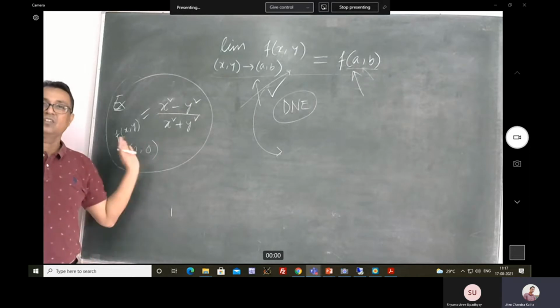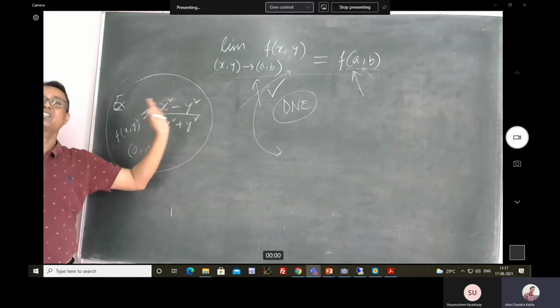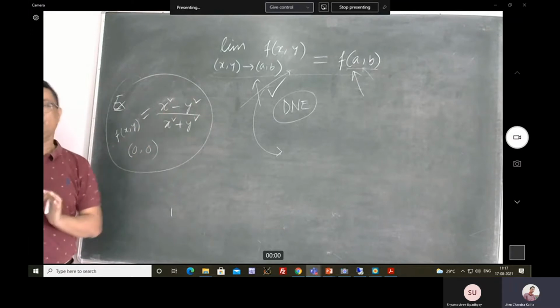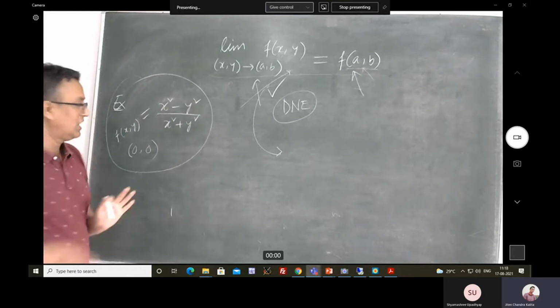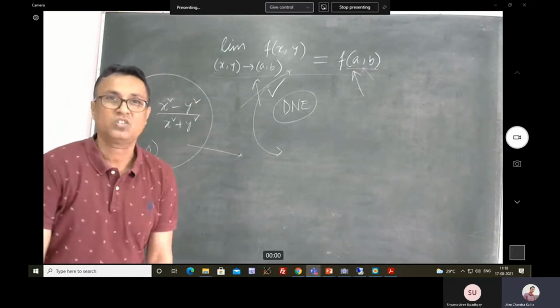Right? So that is why the question of continuity doesn't arise at all. The function cannot be continuous at (0, 0). Okay. Now, next thing is that let us try to redefine the function.